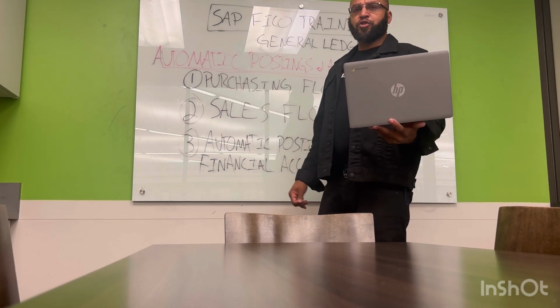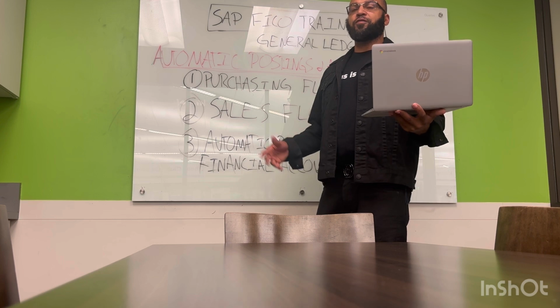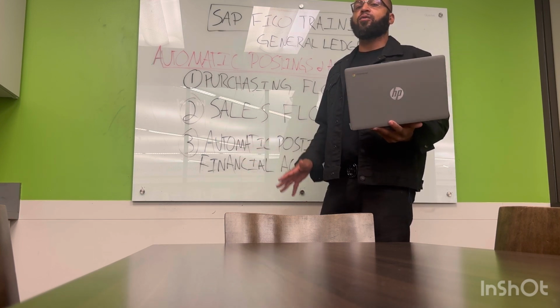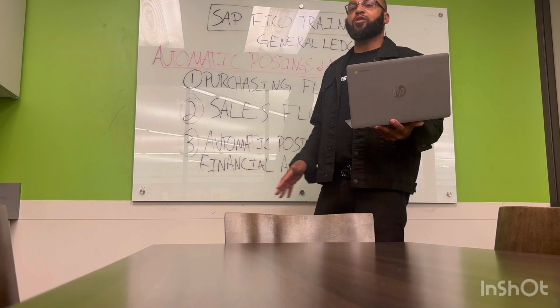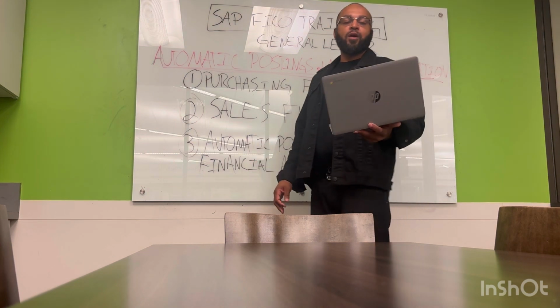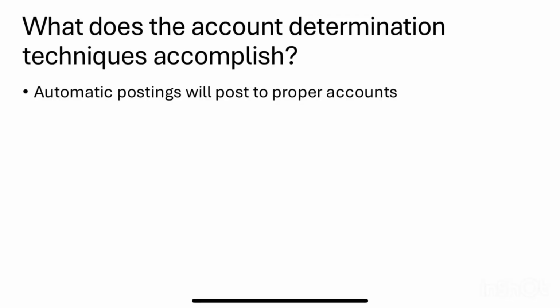One of them I know for sure is GRIR. I took an additional 15-20 minutes and broke that down, hoping that we can understand what's being debited and credited and why. Okay, enough of that. Question: what does the account determination technique accomplish? Automatic postings will post to proper accounts.